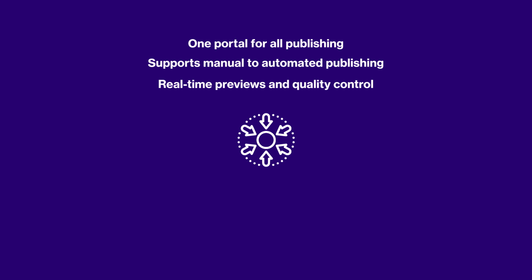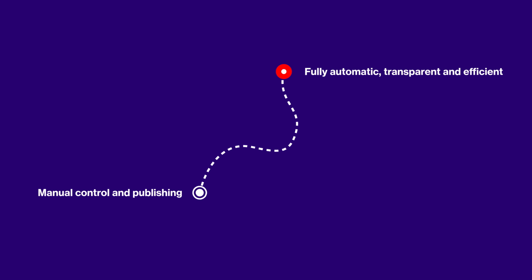360 OpenGov is more than a publishing tool. It's a centralized platform that simplifies and automates the publication of cases and documents across all of our main products. It ensures compliance with public access principles, enhances transparency, and builds public trust. With flexible publishing rules, real-time previews, and a user-friendly interface, it supports organizations at every stage of their transparency journey, from manual to fully automated publishing.